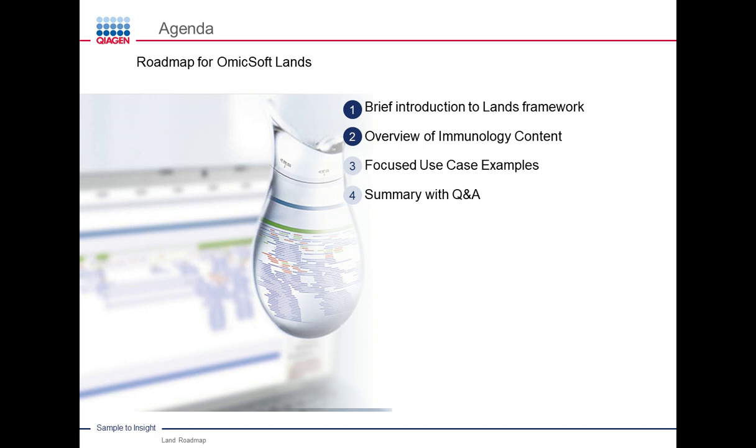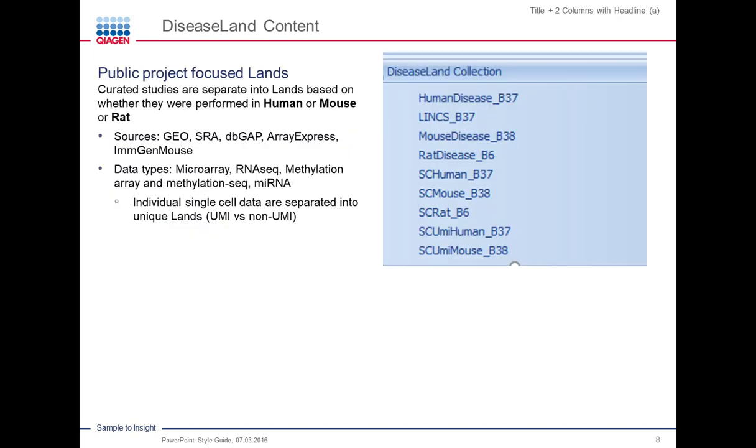Okay, so I've gone over basically the framework at a high level, and so now we'll get specifically into what immunology content exists in the database. So for the most part, our immunology content is project-focused. What that means is that we've curated in studies specifically from public sources, such as GEO, SRA, ArrayExpress.